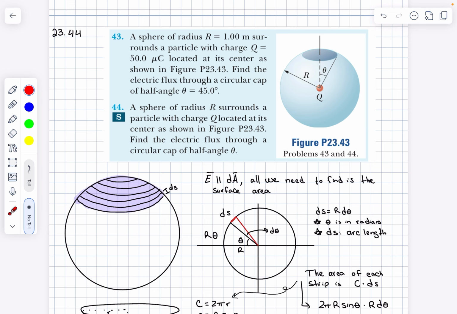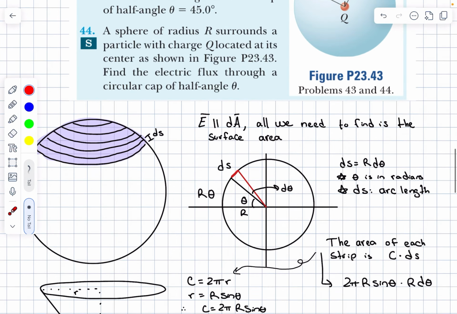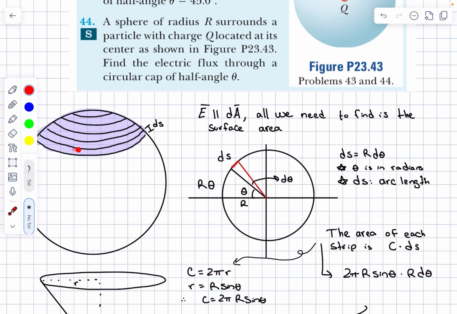Essentially, all we need to figure out is what is the surface area of this hole in the top. To do so, I've drawn it out like this, where I'm going to divide up this hole, or this cap, into little circles that are spaced by distance ds. Now, if we remember, ds is going to be a little step along the arc length.